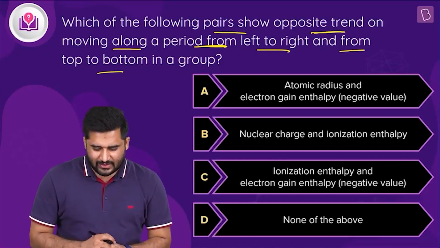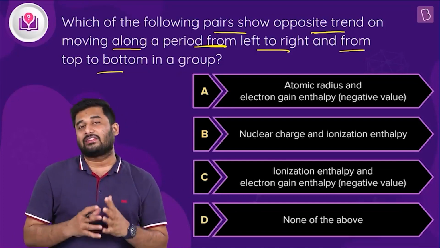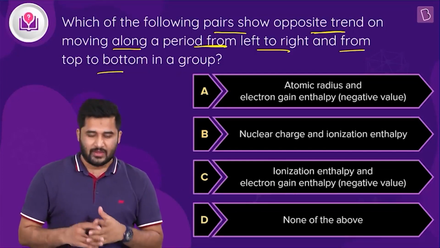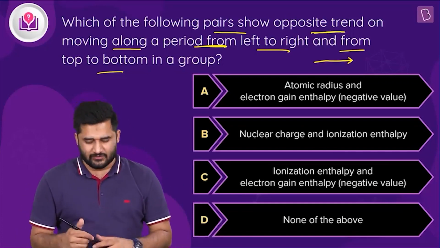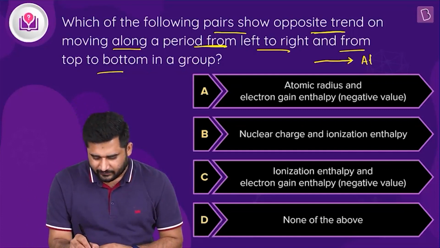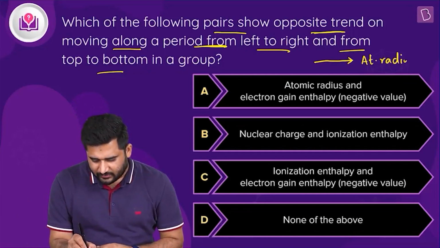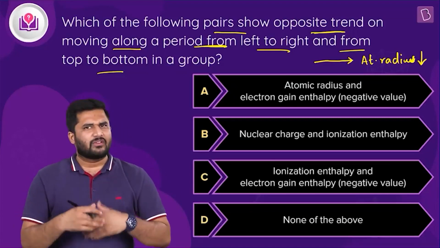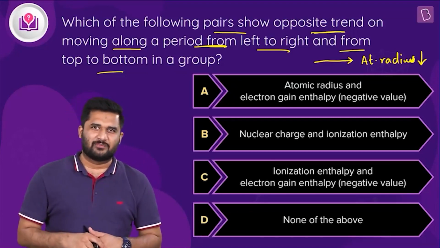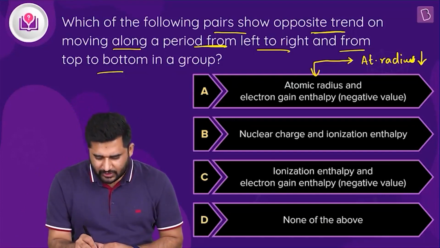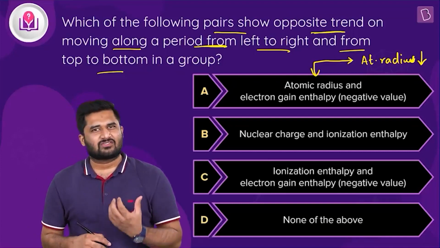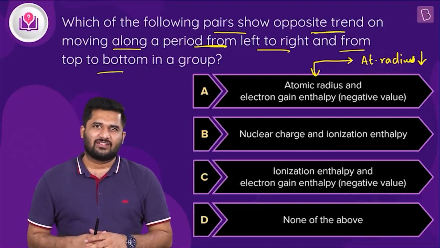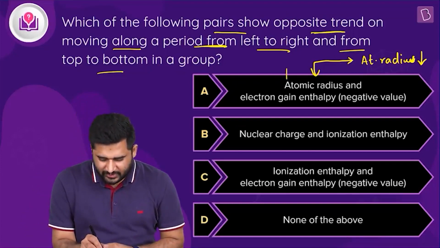Now option A says atomic radius and electron gain enthalpy, and that too negative value. So let me tell you, as you move from left towards right in a period, we know that the atomic radius decreases, isn't it? Why? Because of increase in the effective nuclear charge. Whereas if you move top to bottom in a group, due to the addition of an extra shell, the atomic radius increases. So here we know it increases.